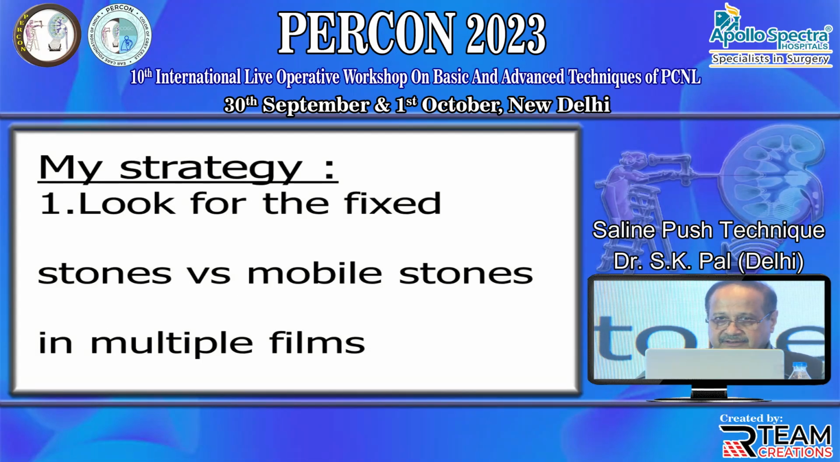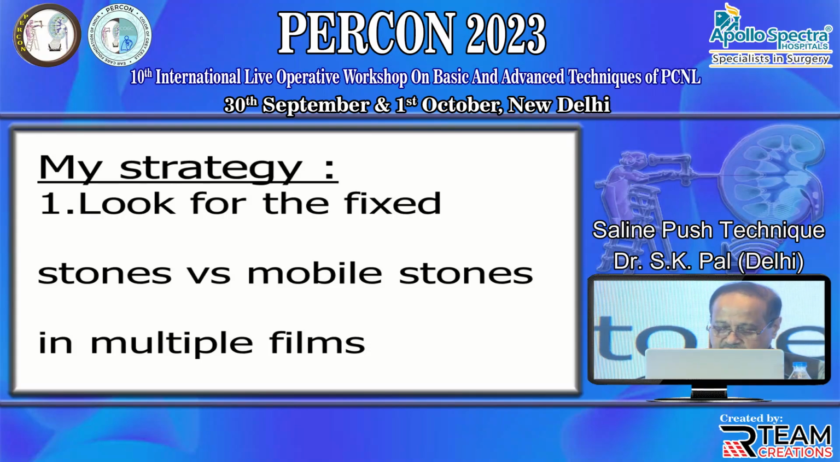What I plan when there are so many calculi occupying so many calyces, I try to see which are the fixed stones and which are the mobile stones. And IVP comes in very comfortably with us because in IVP we do 5 to 6 films at an interval of maybe 15-20 minutes each, and we obtain so many different films, and maybe the stone will migrate from one place to the other in different films.